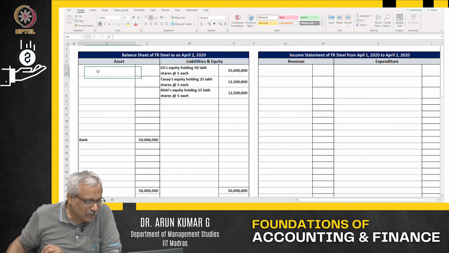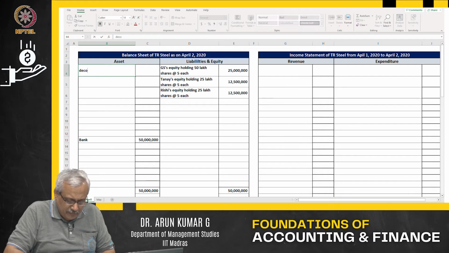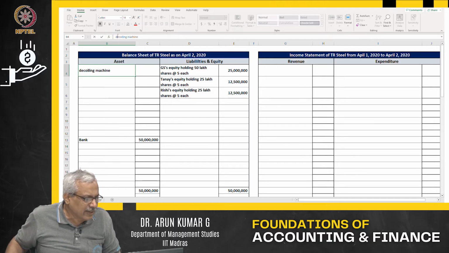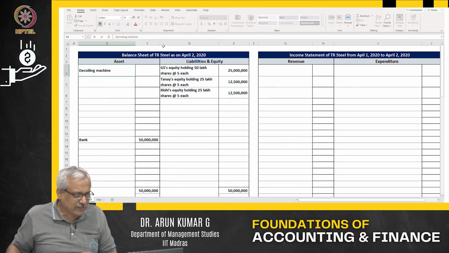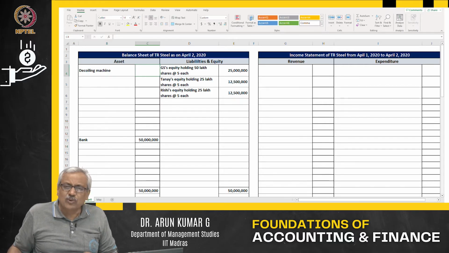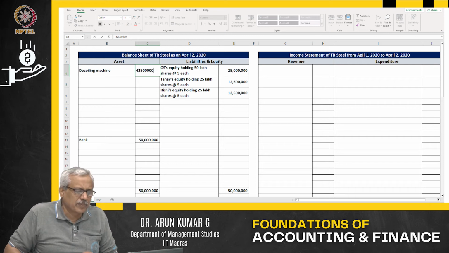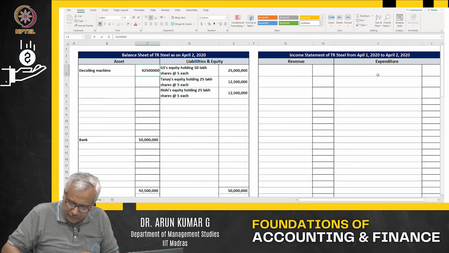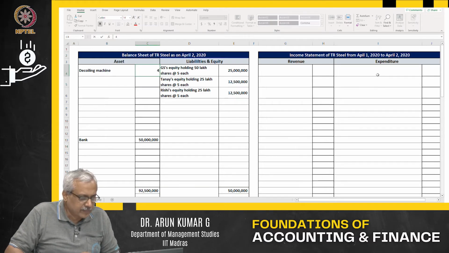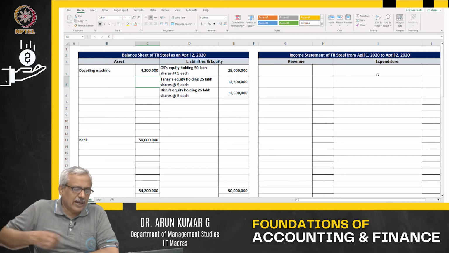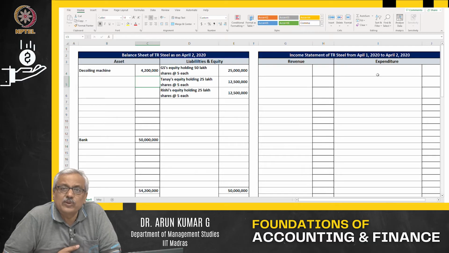So I am just going to go back out here. There is a decoiling machine. Of course one can always write the decoiling cum slitting machine and everything, but I am just keeping it as decoiling for the purpose of simplicity. It is an asset. What is the value of the machine? 42 lakhs. So, the machine is 42 lakhs.